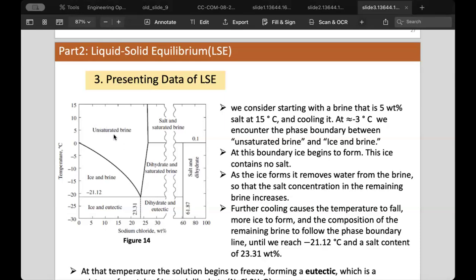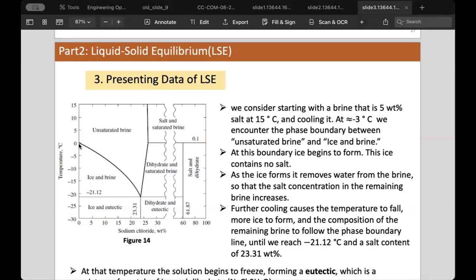This one, unsaturated brine. Of course, for unsaturated brine, the concentration depends, because it's not saturated yet. Over here on this axis is pure water. No surprise, because sodium chloride is 0, then it's pure water. And the freezing point is 0.